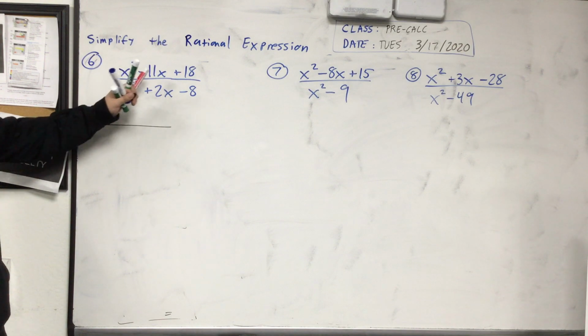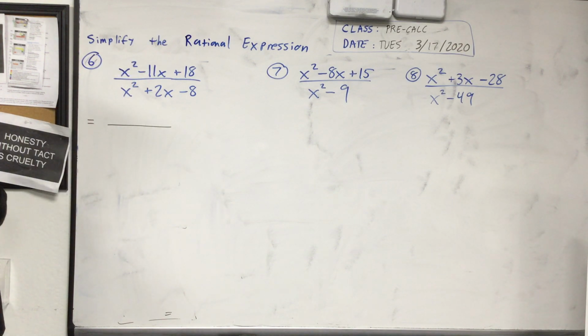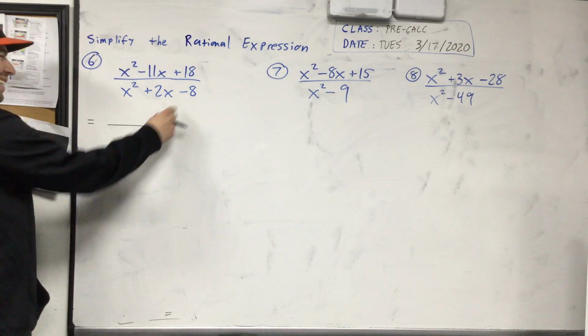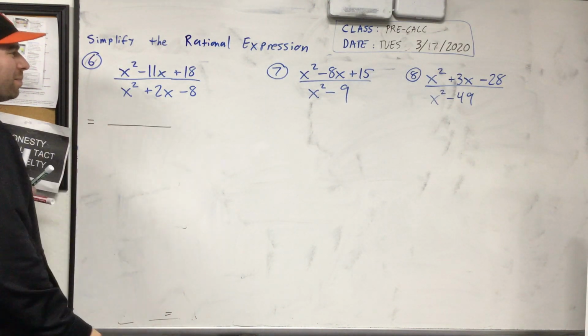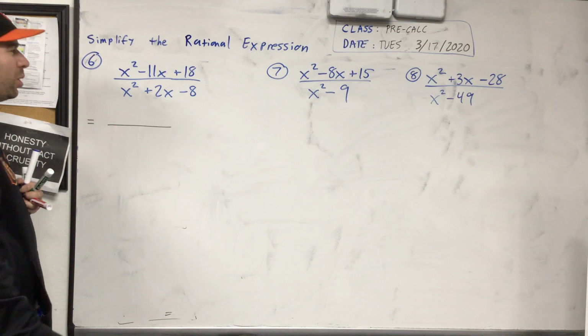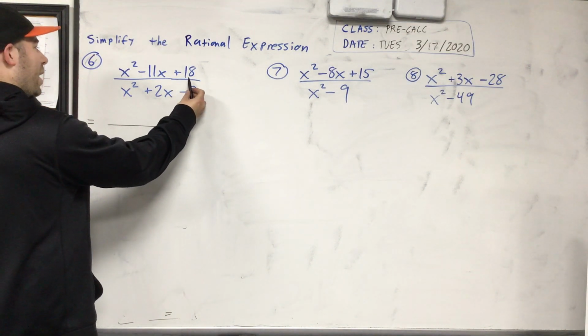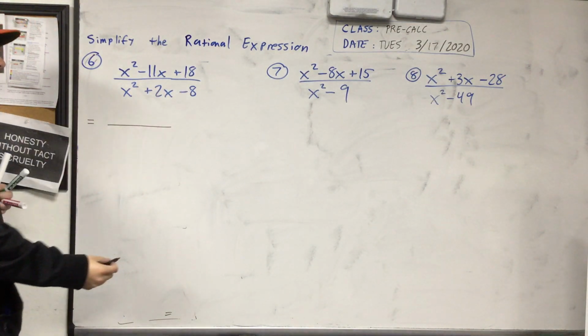Well, can I take something out from all three of these? Nah. Can I take something out from all three of these? Nah. So I can't factor out a GCF on the top or bottom. So I got to get creative and factor a quadratic trinomial. What two numbers multiply to positive 18 and add to negative 11?